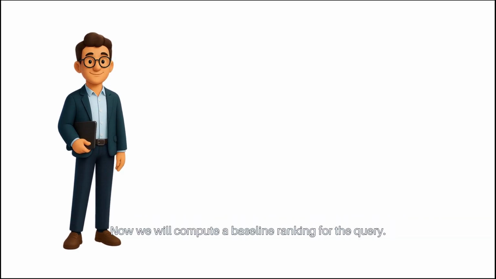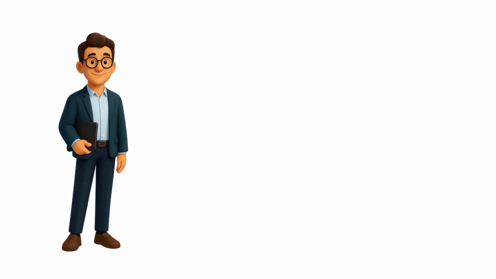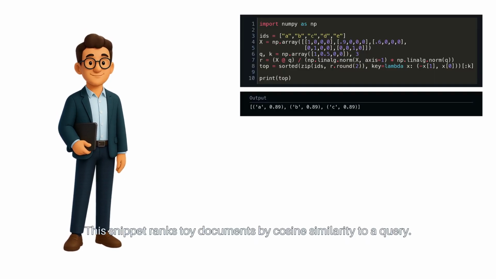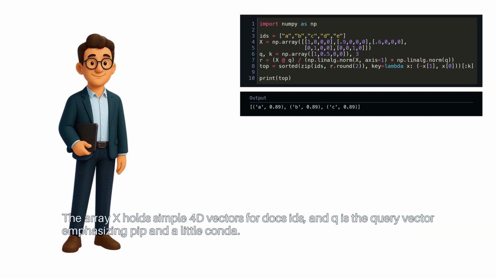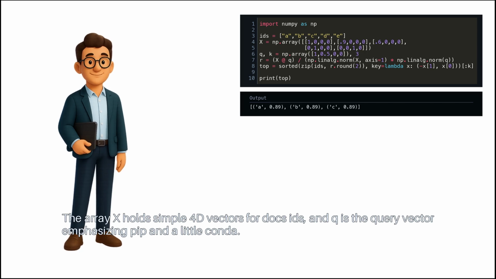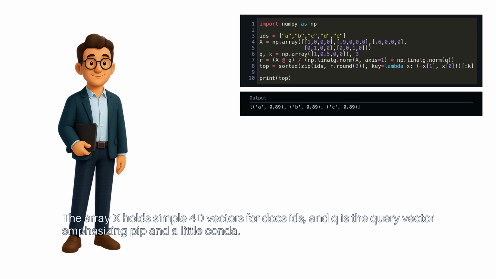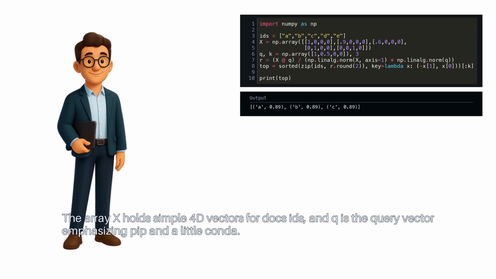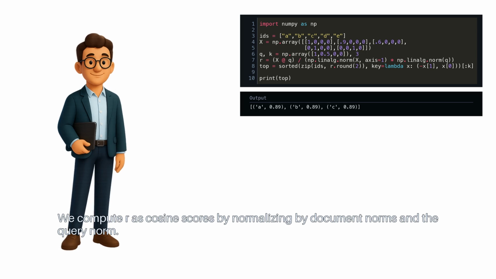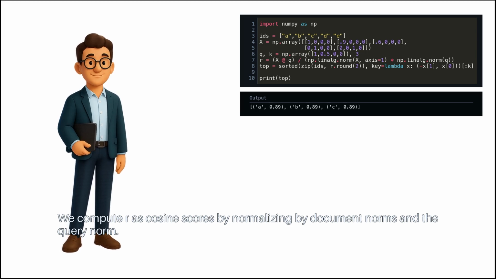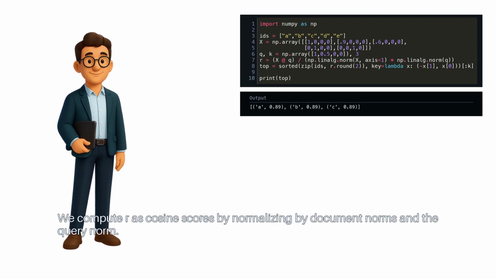Now we will compute a baseline ranking for the query. This snippet ranks toy documents by cosine similarity to a query. The array X holds simple 4D vectors for doc IDs, and Q is the query vector emphasizing pip and a little conda. We compute R as cosine scores by normalizing by document norms and the query norm.